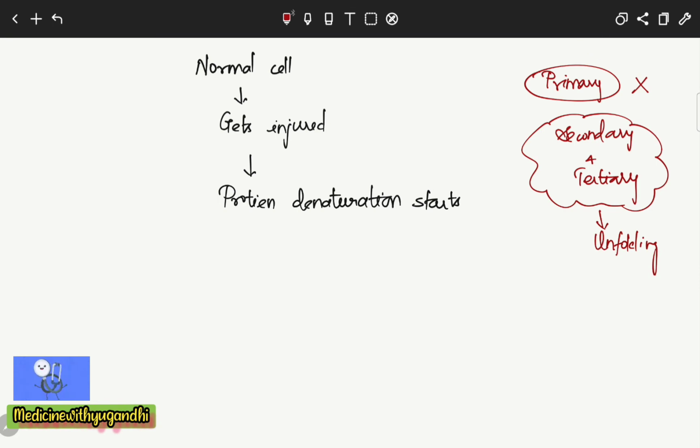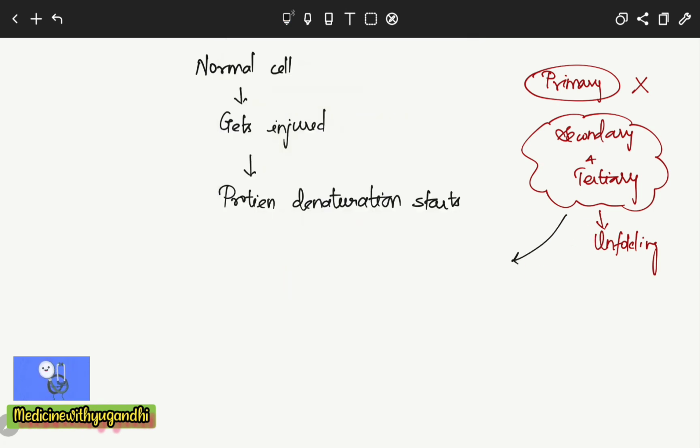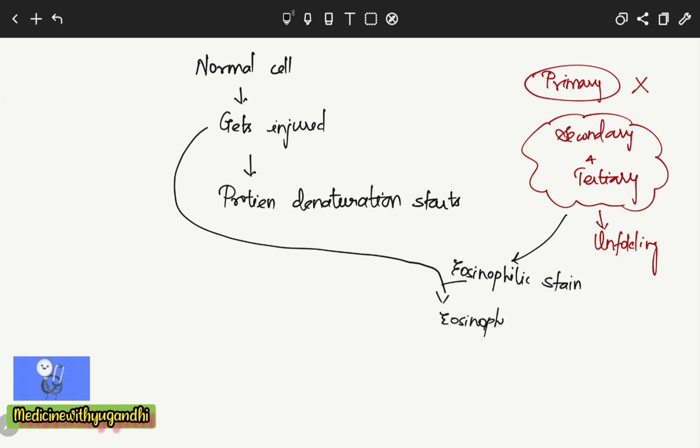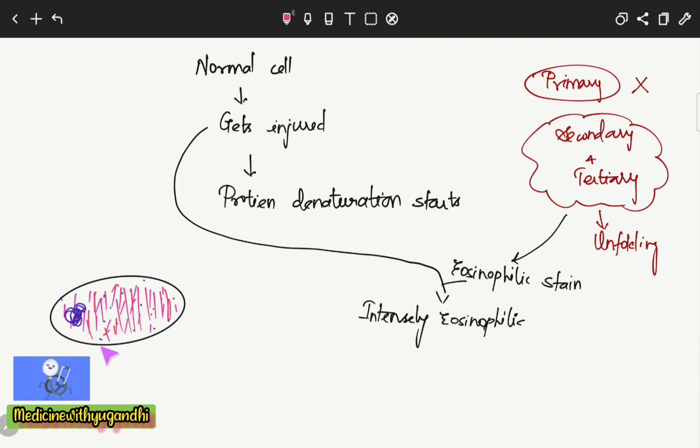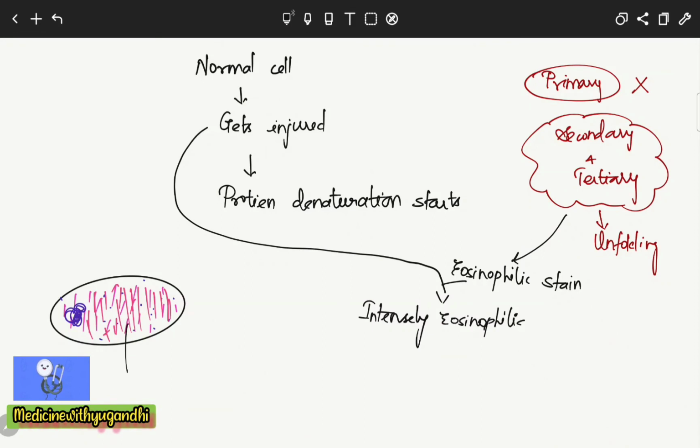So what happens, these secondary and tertiary structures open up and thus they bind to more and more of the eosinophilic stain, so that the cytoplasm of the injured cell appears more eosinophilic. They are intensely eosinophilic in nature. So the injured cell appears more and more eosinophilic.